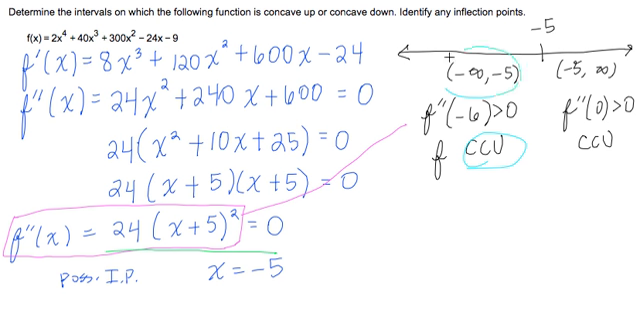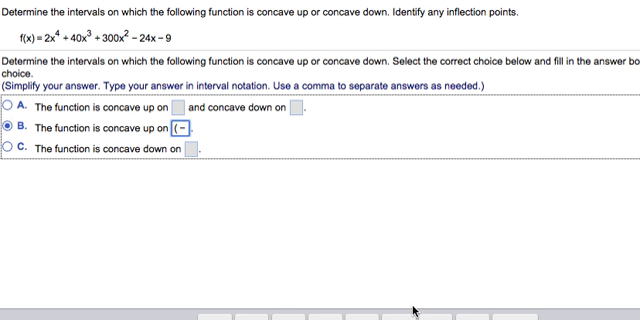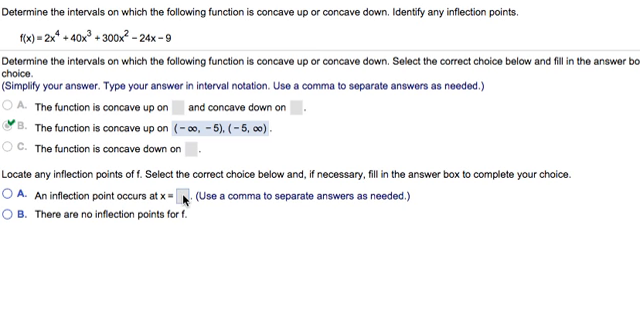It is not concave up at x equals negative 5 because the second derivative is 0 there. It's not positive. And actually we have an inflection point at x equals negative 5. So let's go try that out. Concave up on negative infinity to negative 5 and negative 5 to positive infinity. Okay, and then we have an inflection point at x equals negative 5.